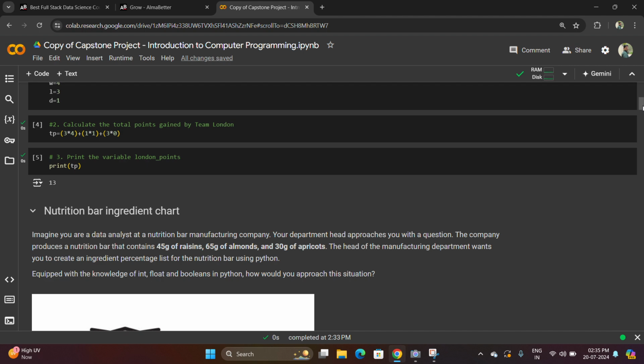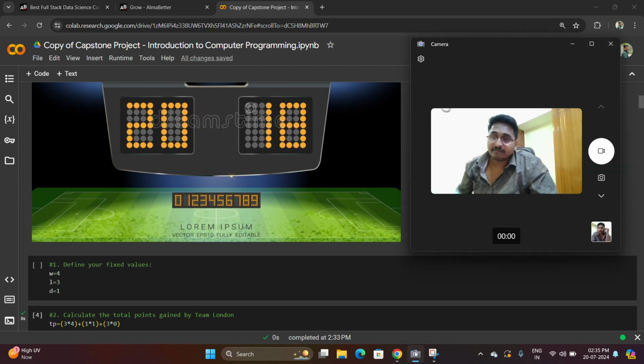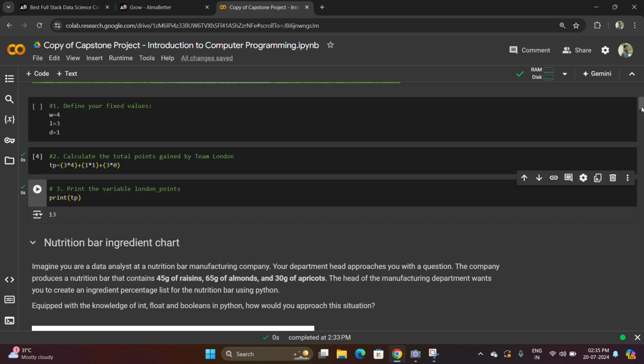The coding goes like this: defining the fixed values. W equal to 4, they have won 4 matches. L equal to 3, they have lost 3 matches. D equal to 1, they have tied 1 match. The calculation of the total points will be like this: TP equal to 3 into 4, that means 4 wins, each win of 3 points, plus 1 into 1, they have tied 1 match, plus 3 into 0, they have lost 3 matches which have no points. After the calculation, we are printing the output, print of TP, total points, and we will get 13.